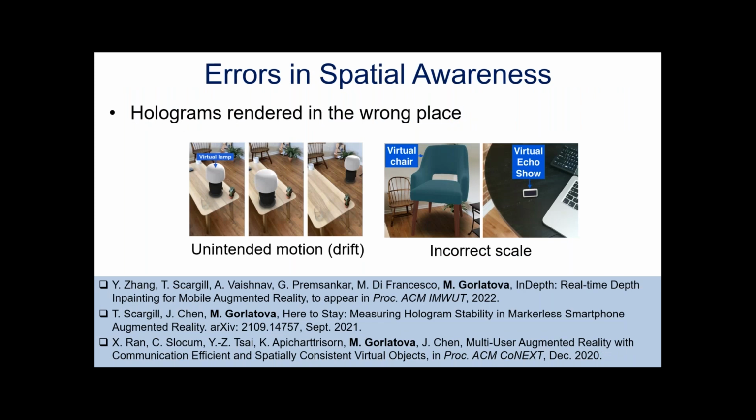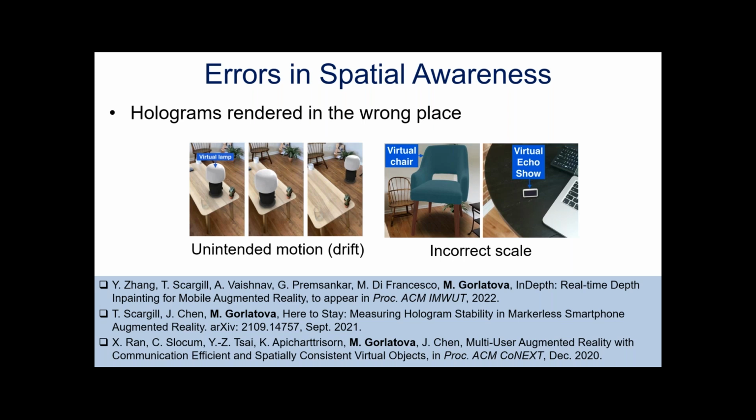Basically, errors in spatial awareness result from an incorrect understanding of either the mapping of the world around the user or an incorrect understanding of where the AR device is positioned with regard to that mapping. And this leads to holograms not being placed correctly. So they could be shifting around, and that's called drift, the unintended motion of holograms. They could be produced at an incorrect scale, or they could be showing up differently for different users if different devices have a different set of understanding of the world.